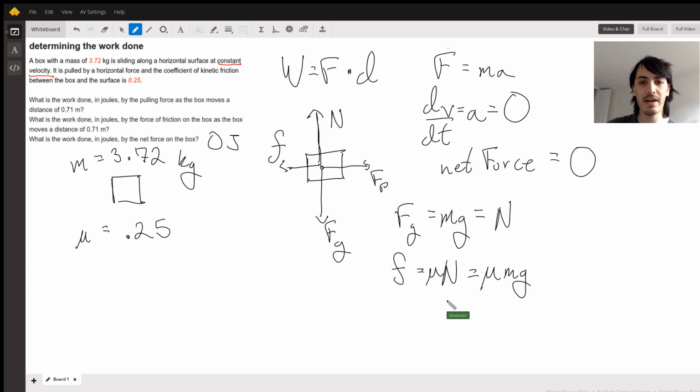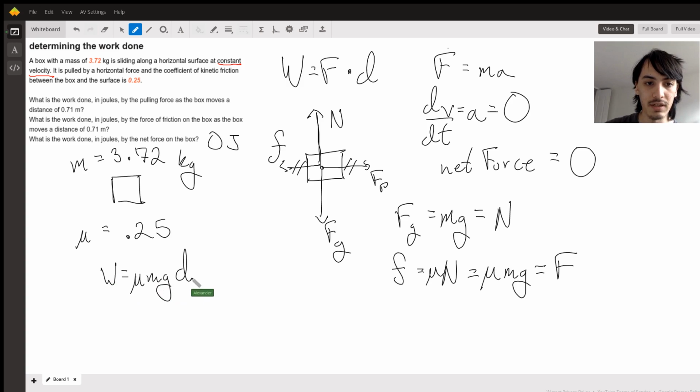And we know that since the net force on this block is 0, the magnitude of the frictional force must be equal to the magnitude of the pulling force. So these also must be equal. So this is also equal to F. So knowing that, we can plug in our values for mu, m, and g here and plug all that into our equation for the work. So for the pulling force, the work is going to be mu m g d.